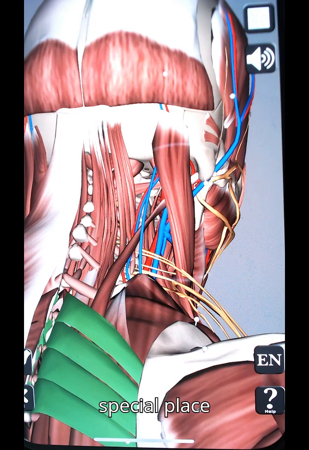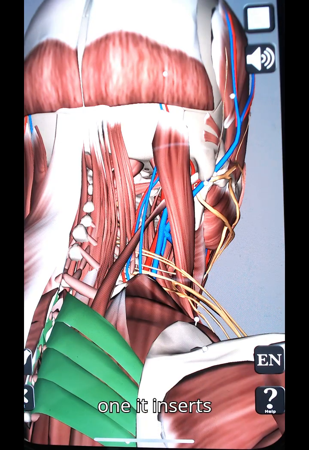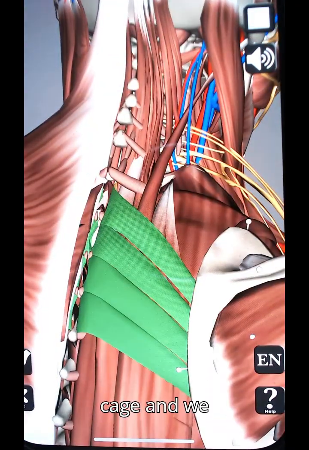Serratus posterior is a special muscle. It has a special place in my heart. It originates at your C7, goes to your T3, but it's an odd one. It inserts at your second and fifth ribs. It goes to a rib cage. I know it looks like it goes to a scapula, but it really goes to a rib cage, and we don't have a video for this one because it's just odd. How do you explain it? It just kind of opens up your rib cages in your back and helps you breathe.